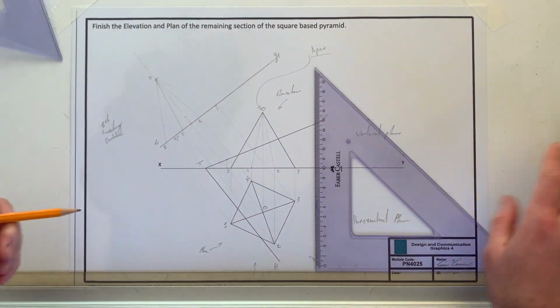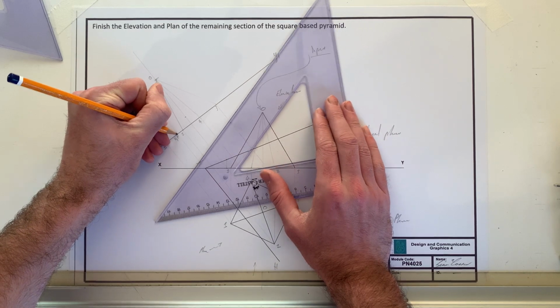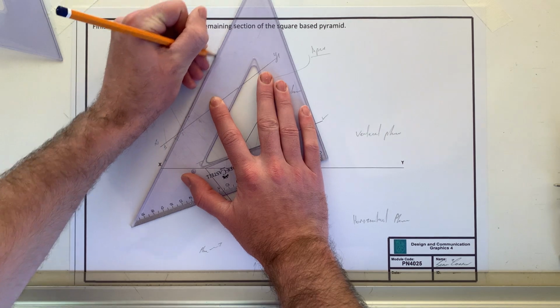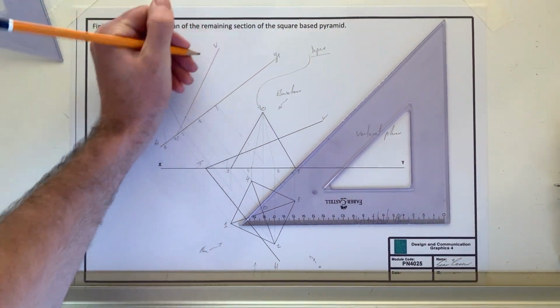And then we're going to have a line traveling from our HT, which is a point view of our horizontal trace, traveling up through this point and on. And that's going to be our vertical trace down.